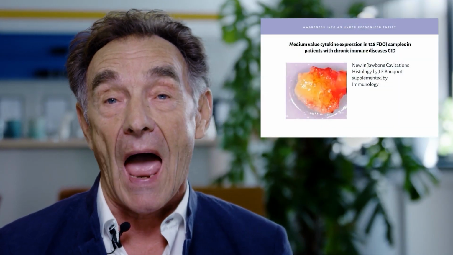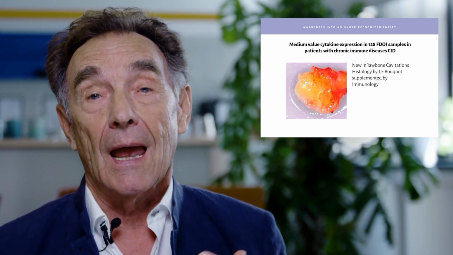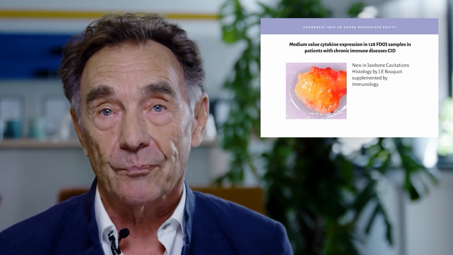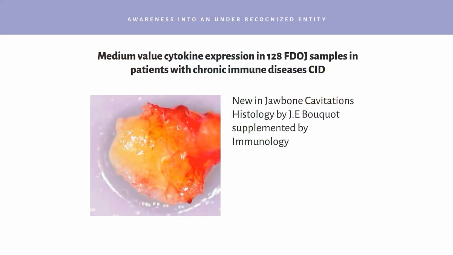What happens when we take these fatty lumps and send them to a modern lab for the so-called multiplex analysis for cytokine expression? Here, this picture shows you the median value of this cytokine expression from 128 of these FDOJ samples. And these 128 FDOJ samples we all got post-surgery from patients with chronic immune diseases.